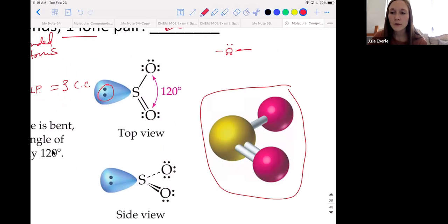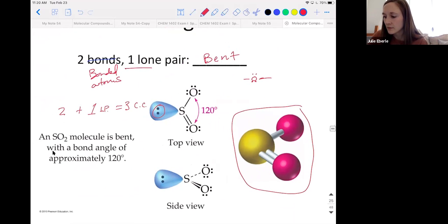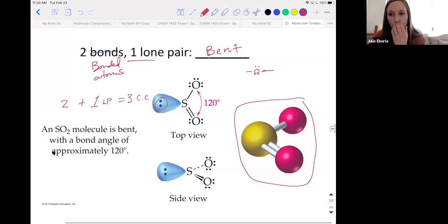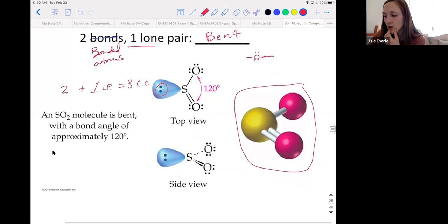Lone pairs are pretty bossy and pushy. They push other atoms around. They need their elbow room. They need their space. And so you'll see that with lone pairs: the more lone pairs you have on your central atom, the closer together the other bonded atoms will be forced to be. Any questions on this one? We're going to move on to 4 charged clouds next.